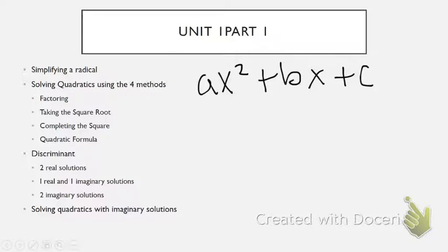Okay? That's very rare to occur. I have seen it happen. It does happen. But just know, if you get 0, it is one real solution and one imaginary solution.